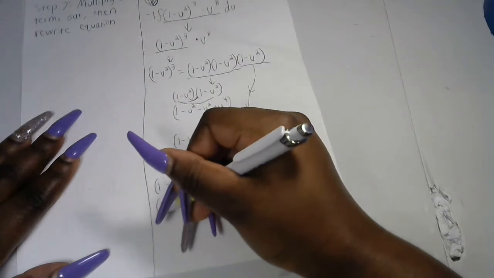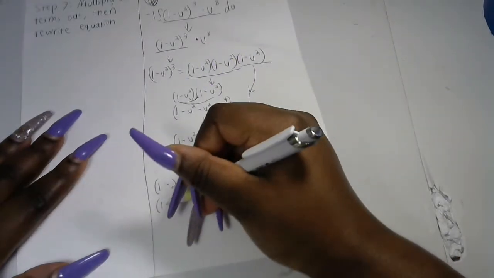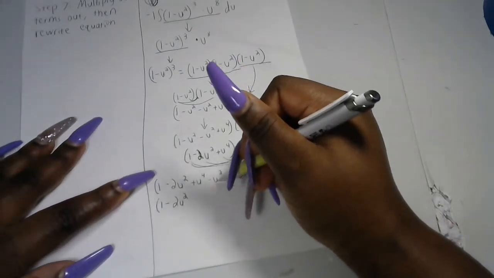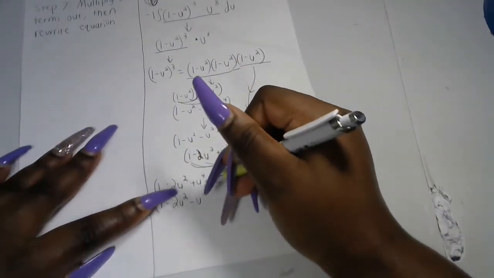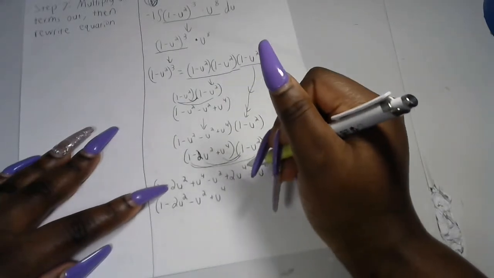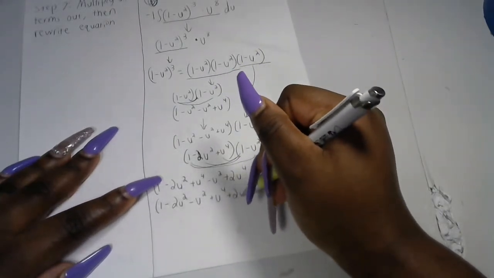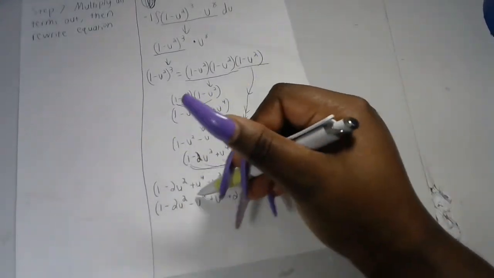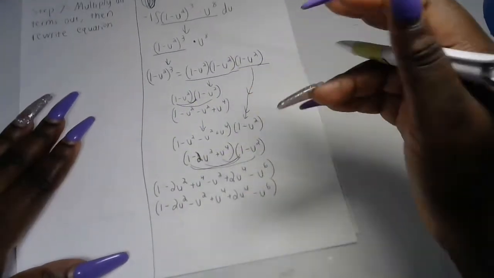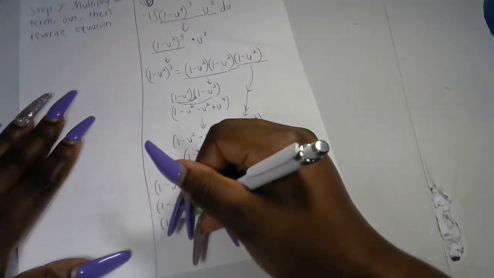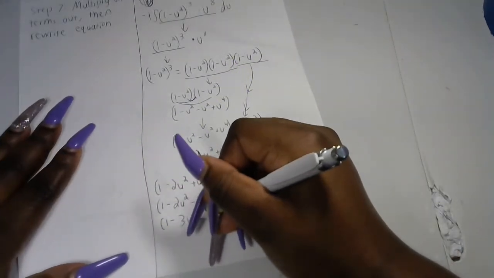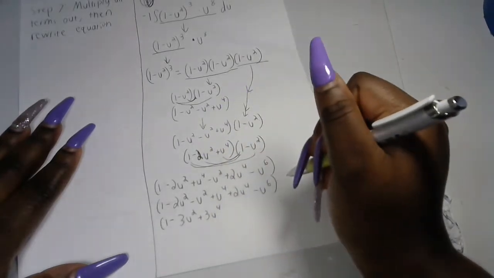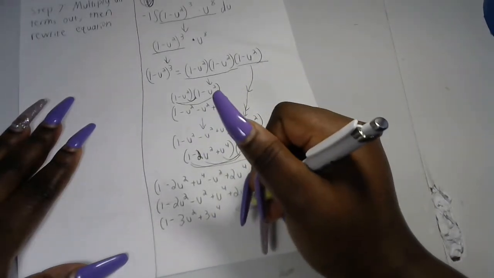So 1 minus 2u squared, minus u squared, plus u to the fourth plus 2u to the fourth minus u to the sixth, right? So then now we can simplify it and add like terms. So we got 1 minus 3u squared plus 3u to the fourth minus u to the sixth.